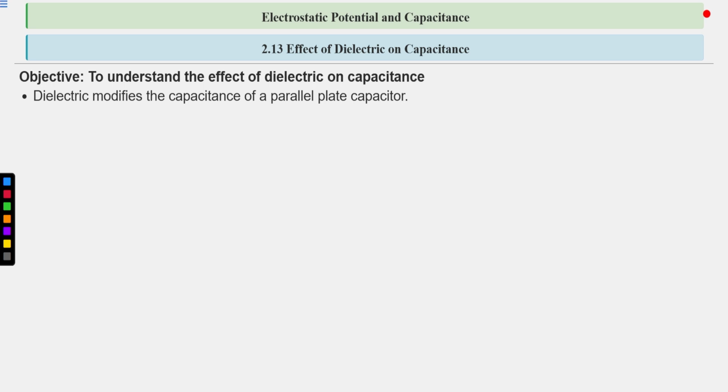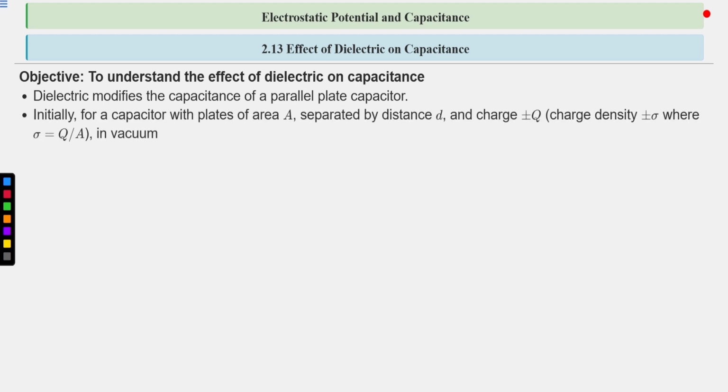Dielectric modifies the capacitance of a parallel plate capacitor. So dielectric will modify it; we will see whether it increases or decreases. Initially, for a capacitor with plates of area A separated by a distance d and charge plus minus q, charge density plus minus sigma, where sigma is equal to q by A, in vacuum.